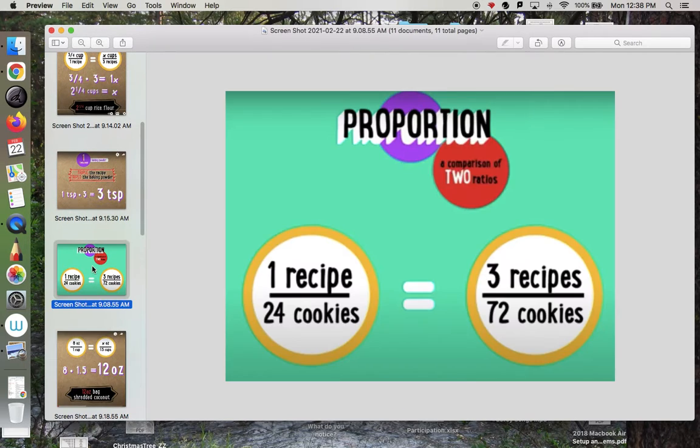Okay, the next screenshot is at the very beginning of the video when they just define proportions: a comparison of 2 ratios. One recipe makes 24 cookies. If you multiply each of those numbers by 3, you get 3 recipes and 72 cookies.